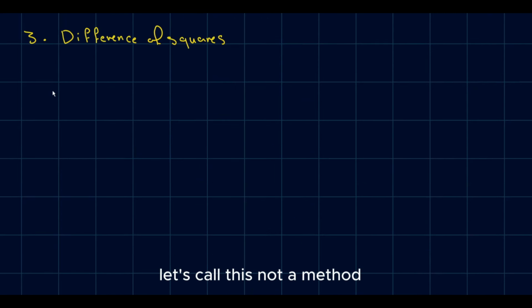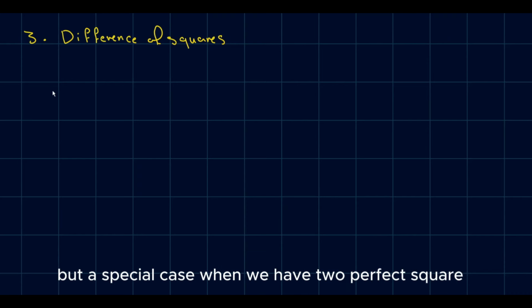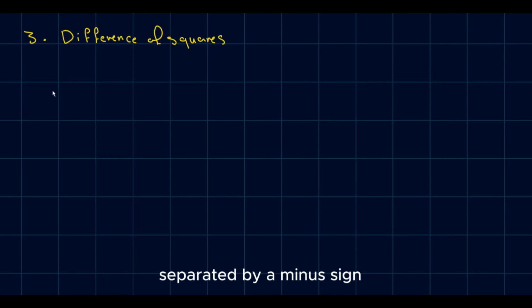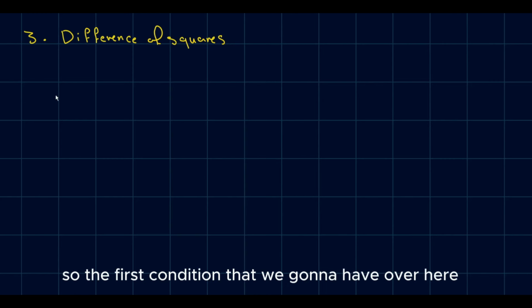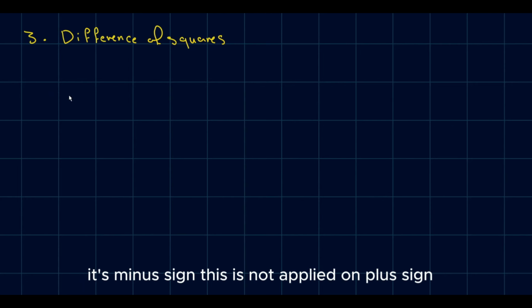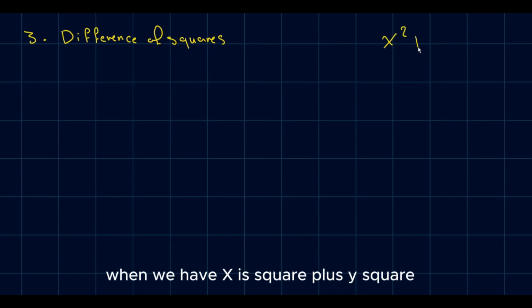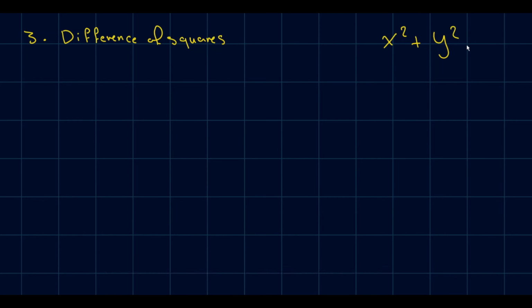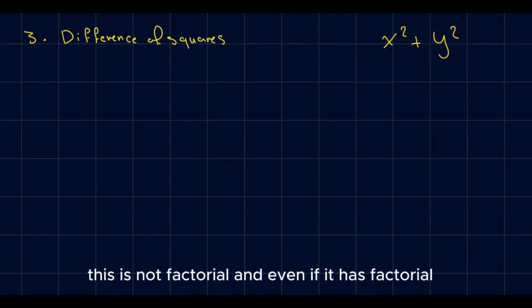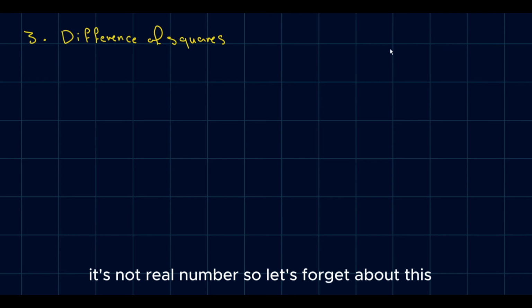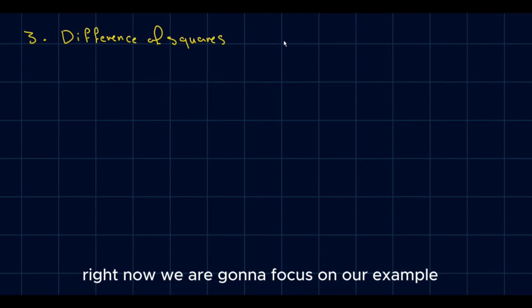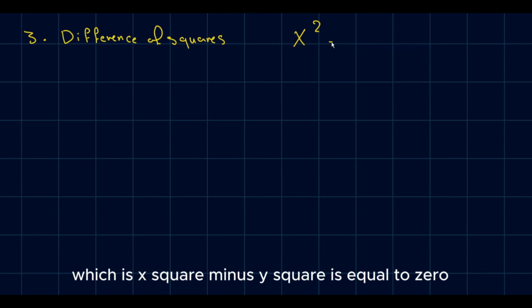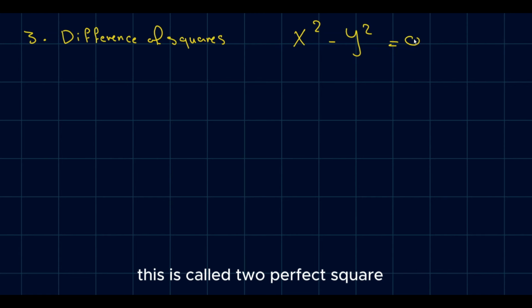Let's call this not a method, but a special case when we have two perfect squares separated by a minus sign, not a plus sign. So the first condition that we're gonna have over here is a minus sign. This does not apply to a plus sign because when we have x squared plus y squared, this is not factorable, and even if it were factorable, it's not real numbers. So let's forget about this right now. We are gonna focus on our example, which is x squared minus y squared is equal to 0. This is called the difference of two perfect squares.